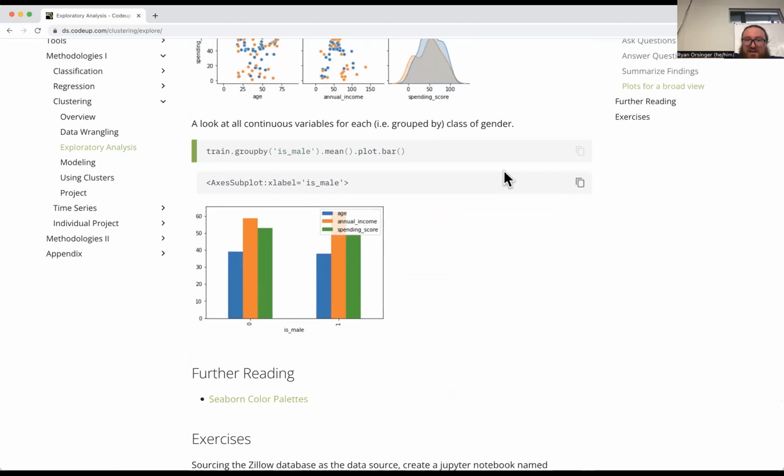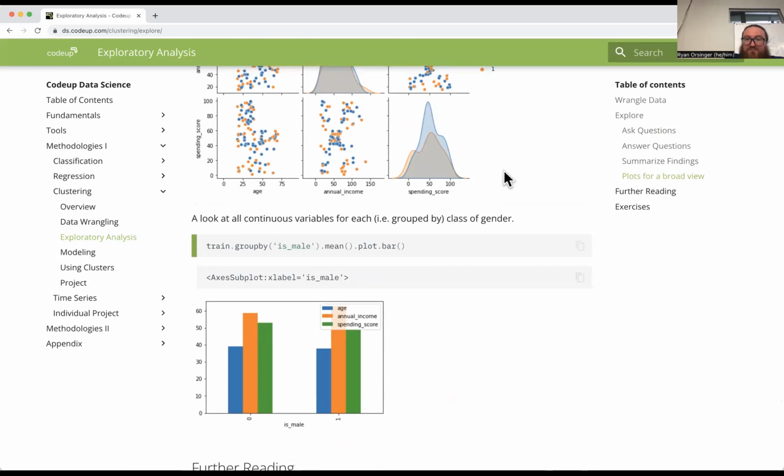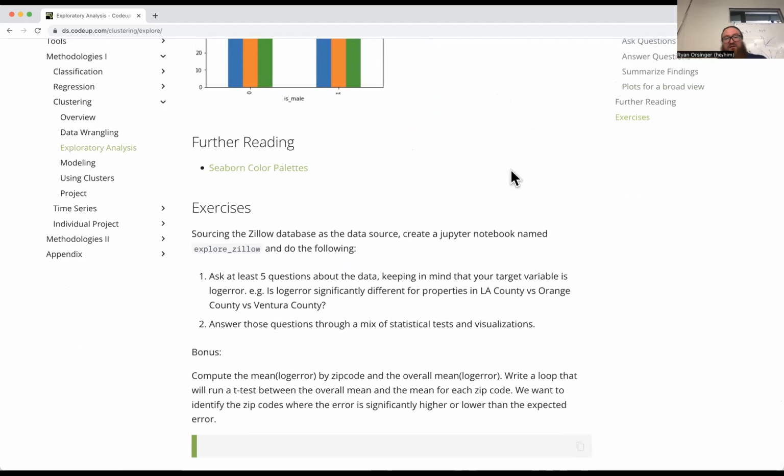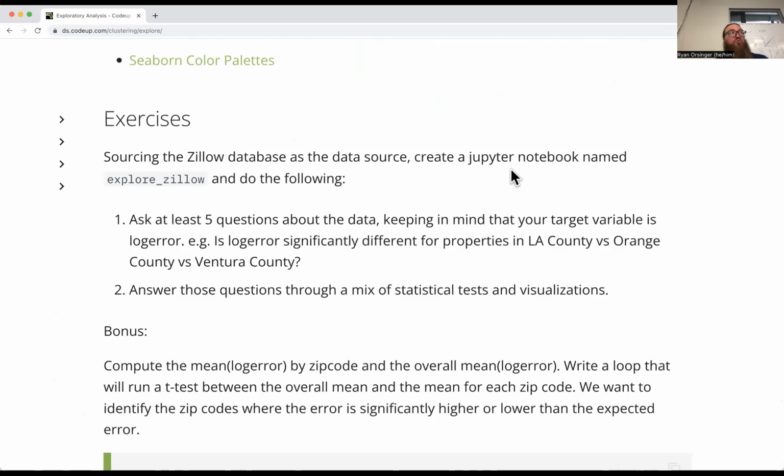Cool. So let's take a peek at the exercise. We don't have a specific 1A, do this, 2B, do this. But ask at least 5 questions of your data. If you want a hint on what to ask that you haven't asked of your Zillow data before, we've got some other hints in the exercise, in the curriculum here. Keep in mind that for the new project, your target variable is now log error. It might be helpful to explain what the heck log error is for us.